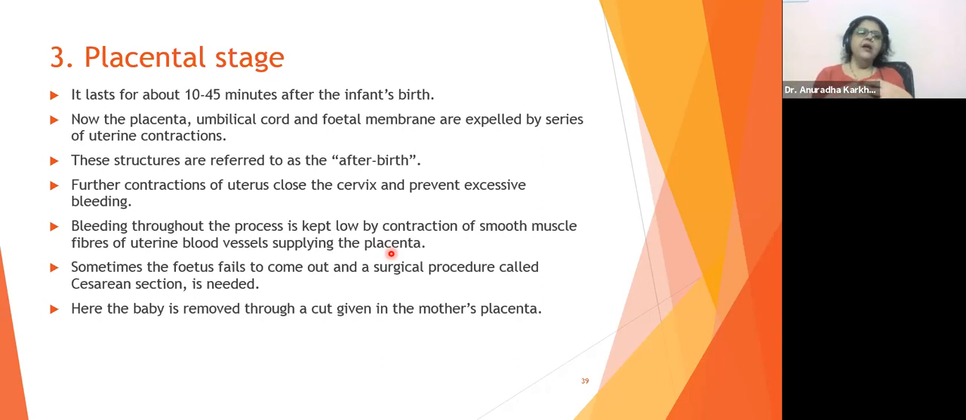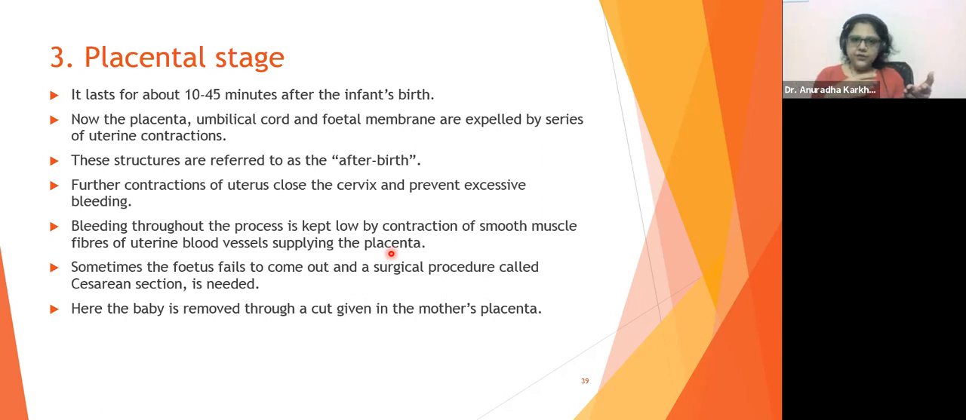Now the placenta, umbilical cord, and fetal membrane are expelled by a series of uterine contractions. So the contractions are still there even after the birth of the baby. The contractions are still going to be experienced. They don't stop all of a sudden. Now, what will they squeeze? They will squeeze out the umbilical cord, fetal membrane, and placenta. Everything will be squeezed out now. These structures are referred to as afterbirth.